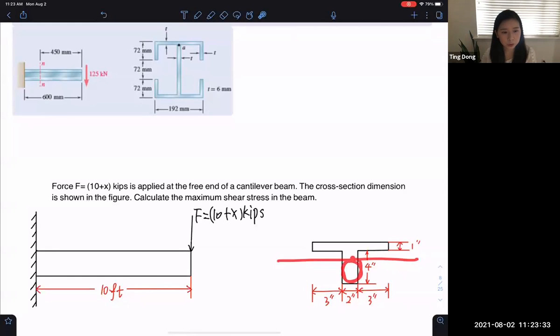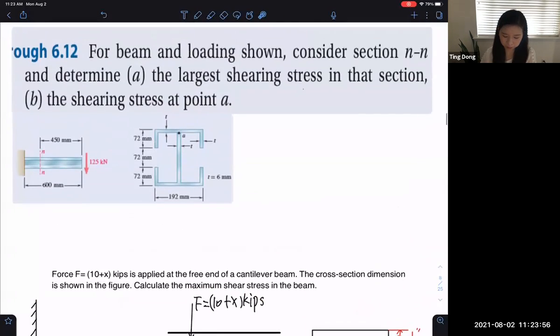So we know the V based on this one. We know the Q based on this area. We know the I, the moment of inertia, based on this T shape. You know how to calculate the moment of inertia of a T shape. And t is this dimension, right? So the quiz problem is a simplified version of this problem.